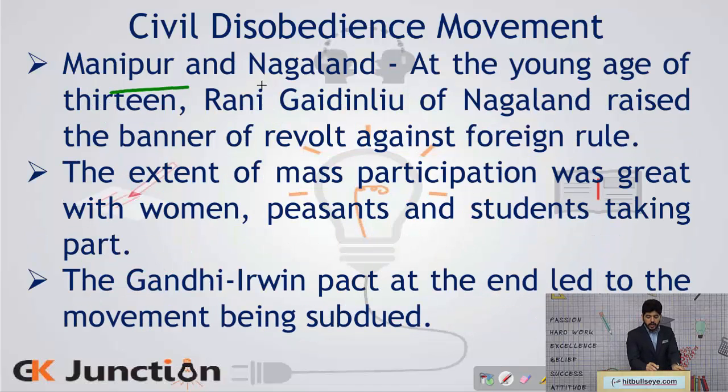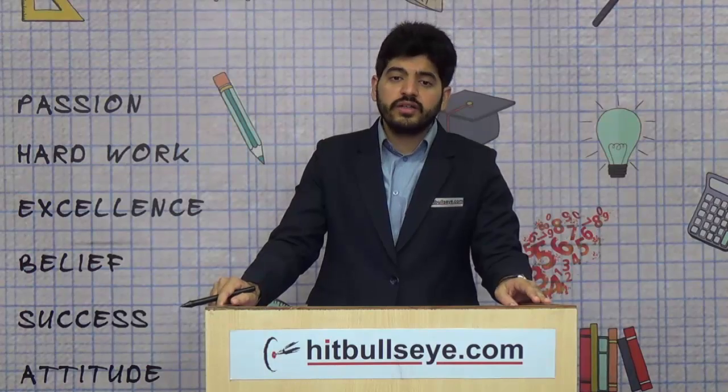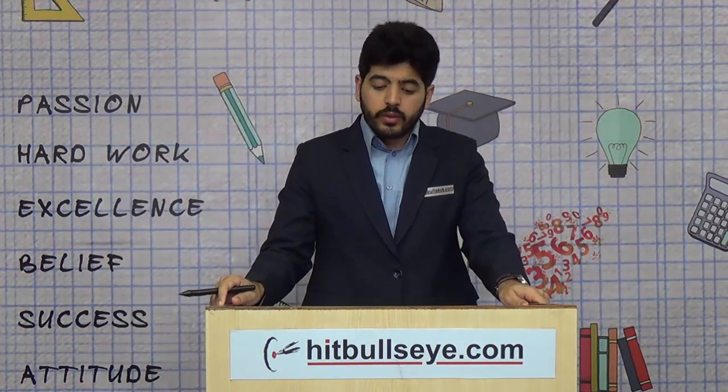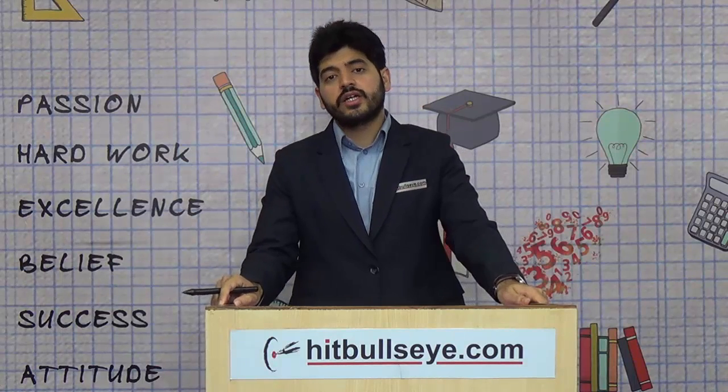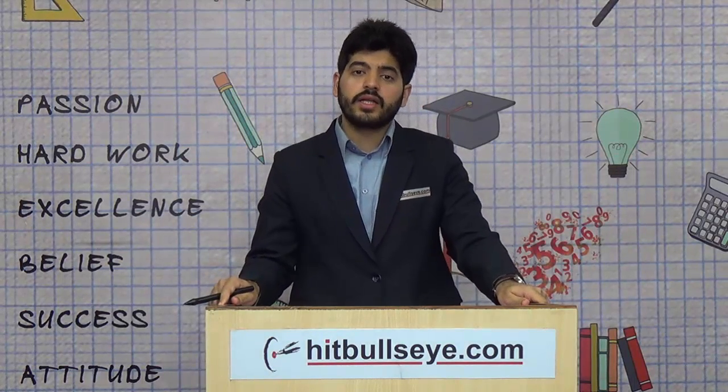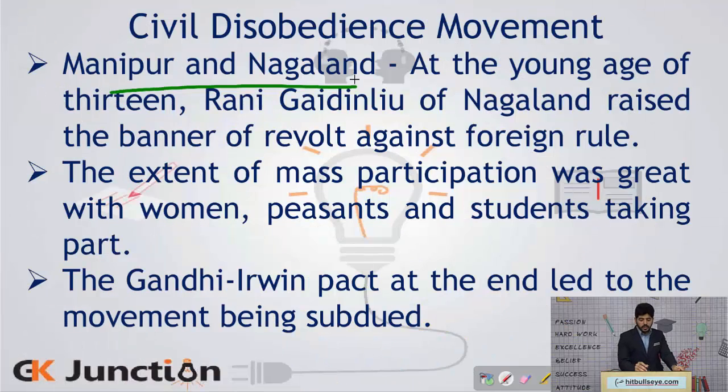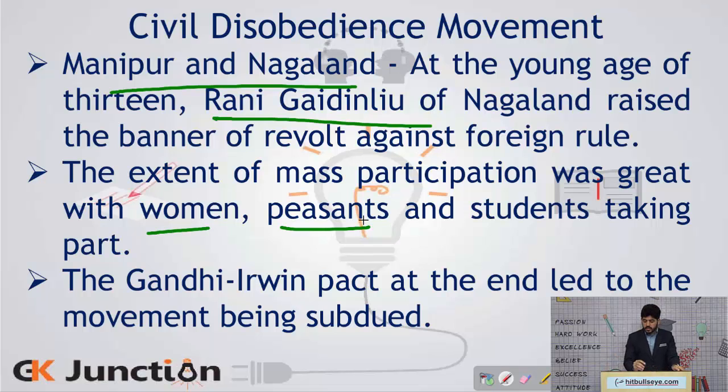Next is Manipur and Nagaland, or rather the northeastern parts of the country. This instance was the first where we come across leaders or freedom fighters from the northeast parts of the country taking part in the freedom struggle. The most famous personality was Rani Gaidinliu of Nagaland, who raised a banner of revolt against governmental instructions and governmental institutions. Talking about the extent of mass participation in the movement, all sections of the population, namely women, peasants, students and others, took part in the movement.